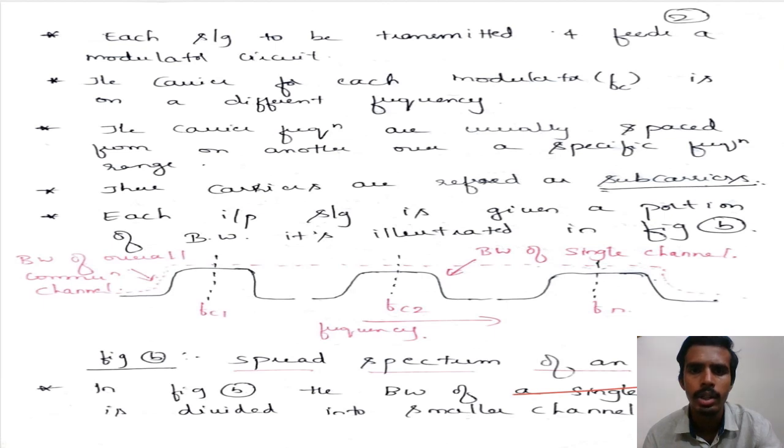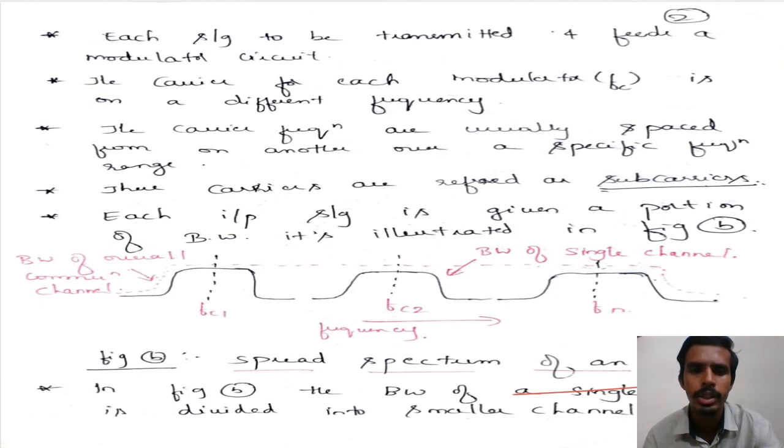The carrier for each modulator, FC, is on a different frequency. The carrier frequencies are usually spaced from one another over a specific frequency range. These carriers are referred to as subcarriers. Each input signal is given to a modulator, and this is illustrated in figure B.